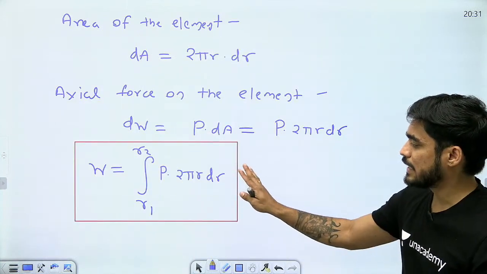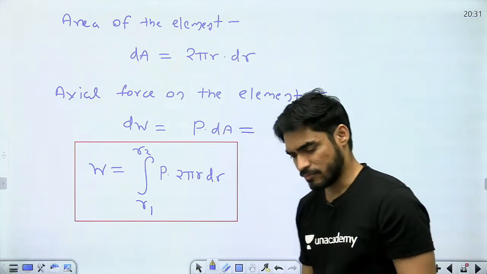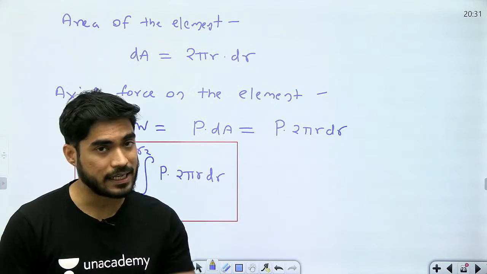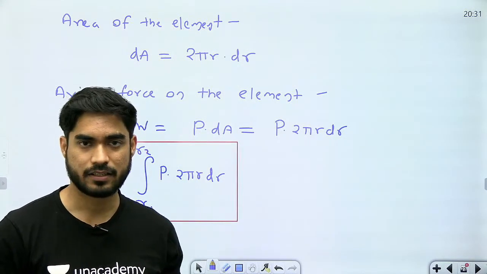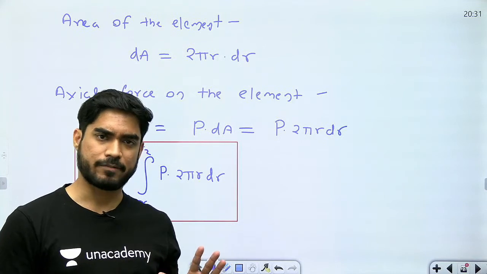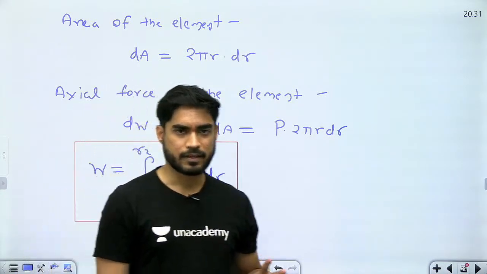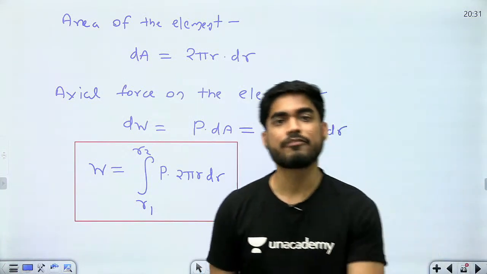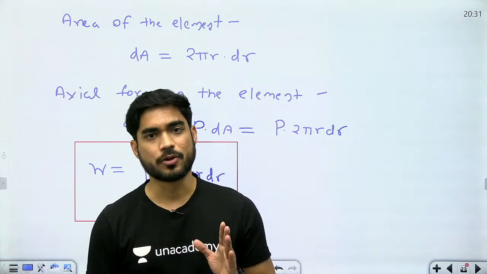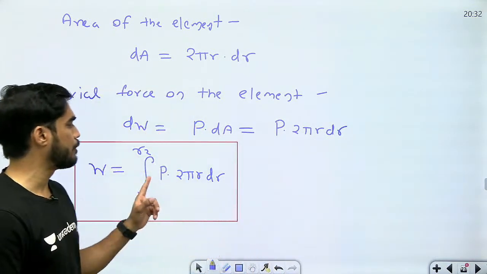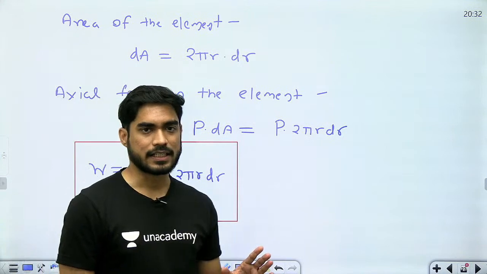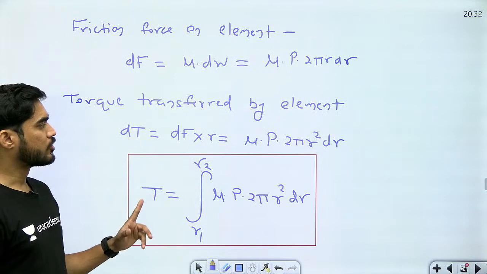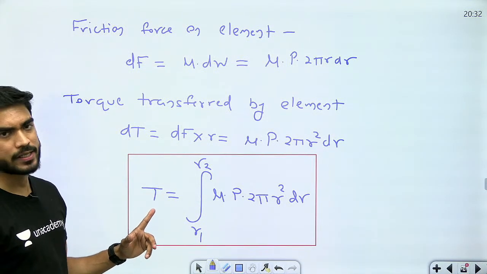So beta, in order to find that relation, what do I need to do? Understand, the exact relation we don't know. We don't know how exactly the pressure and radius will be related, but we have some theories. Basically we have two theories: uniform pressure theory and uniform wear theory. By applying those two theories, we can have a relation between P and R, and from that relation I can find the value of W and T. Okay, so beta, let's see what those two theories are.